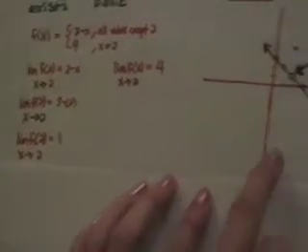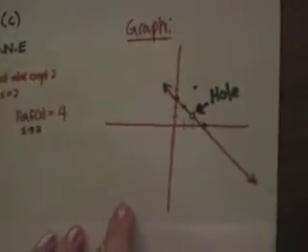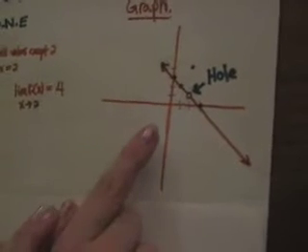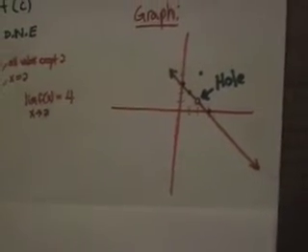When we look at the graph, it can be told that there is a hole at x equals 2 because there is an open value and then a point at y equals 4.